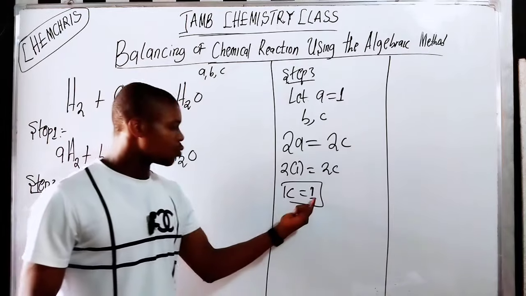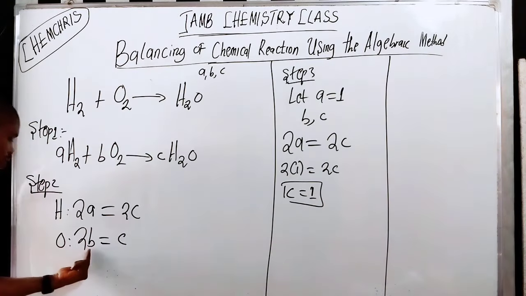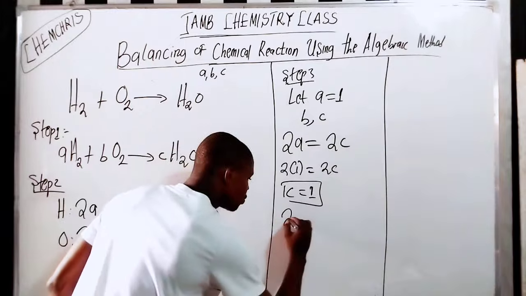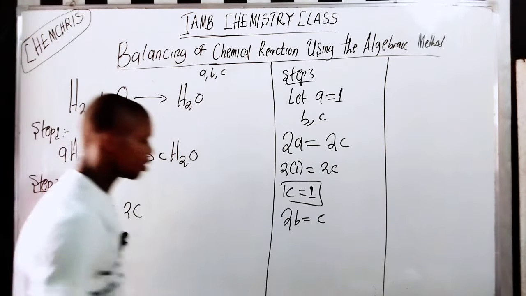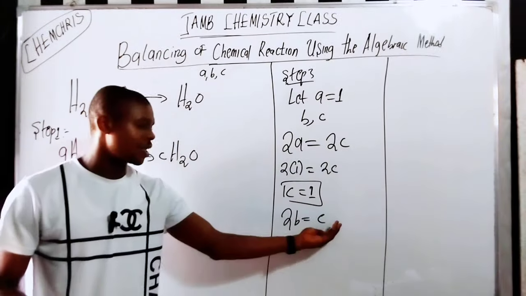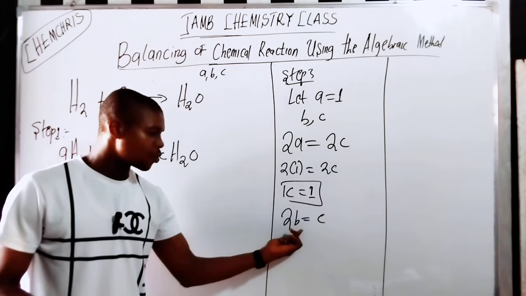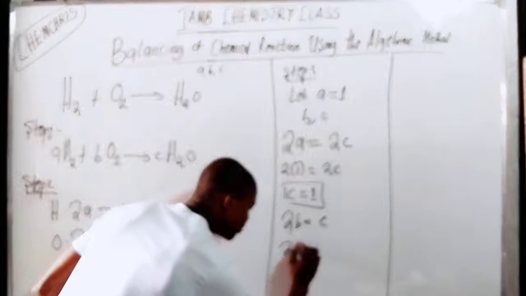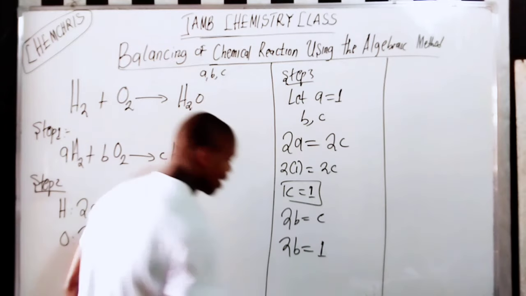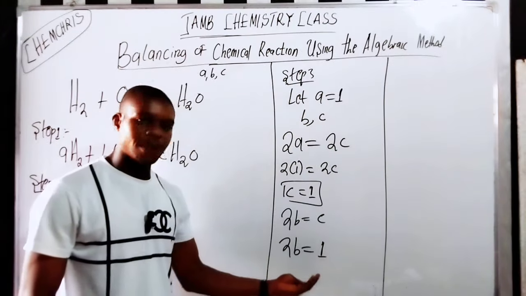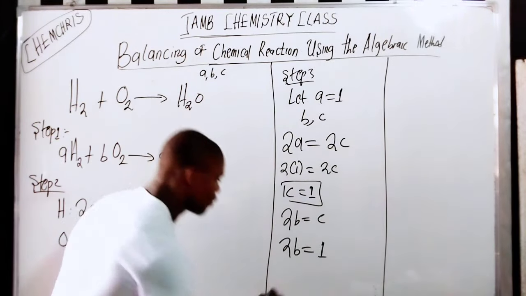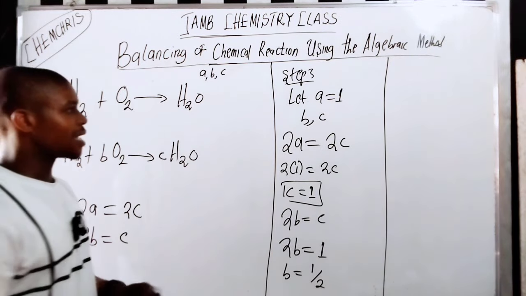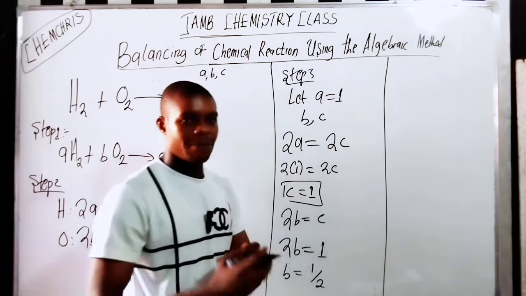Now, since I've got my C, I can go and solve for my B, right? So I say 2B equals C. Now my C is already equal to 1 here, so for me to get B, I replace C with 1. So it's going to be 2B equals 1. Can you see that? Make B the subject of the formula here. What do you have? B equals 1 over 2.